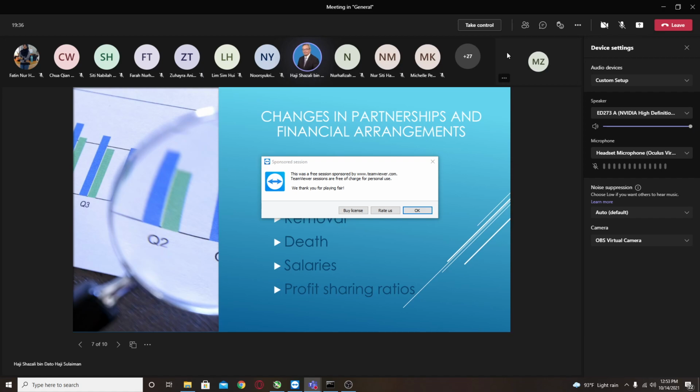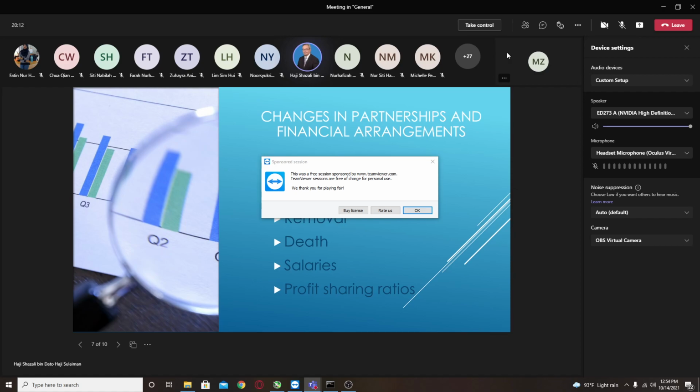Now, like any partnership, there will be changes of partnership during the year. And there are reasons for changes in the composition of the partners. And this is very important in terms of the dates of these changes, because when you do the tax computation, you need to make adjustments to the partnership's share of profit, salaries, wages, and so on, interest on capital, when there are changes within the partnership.